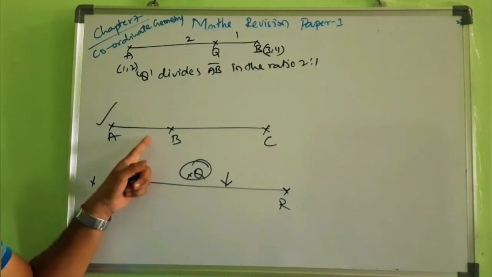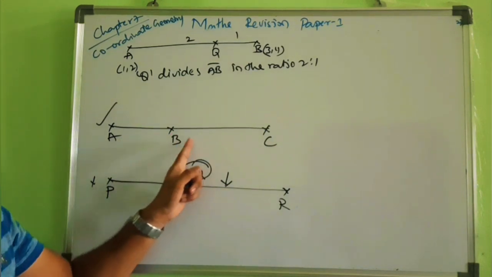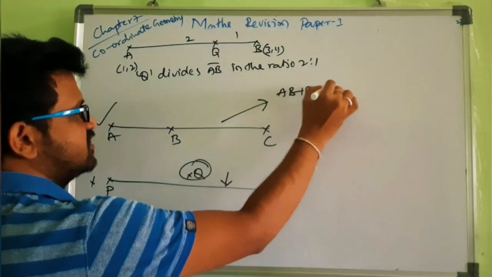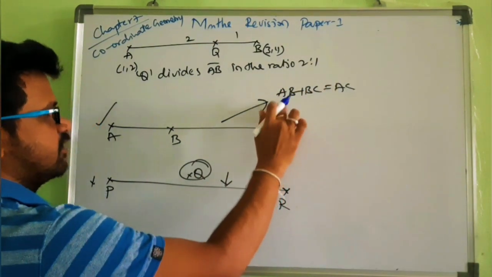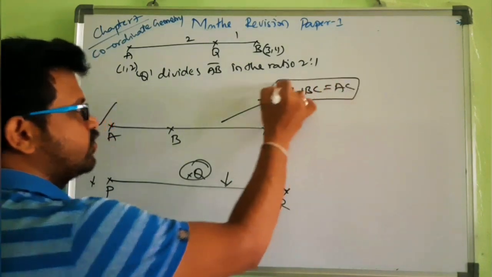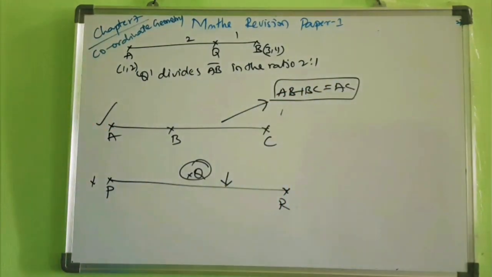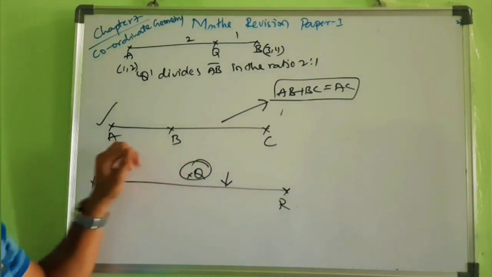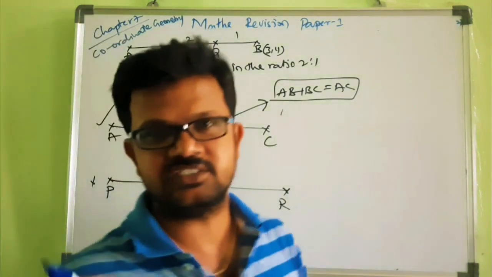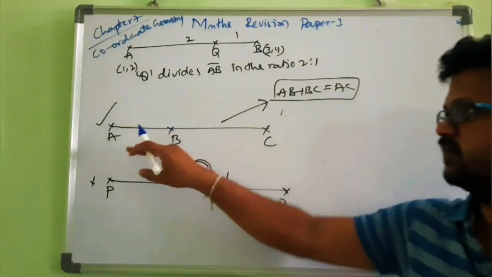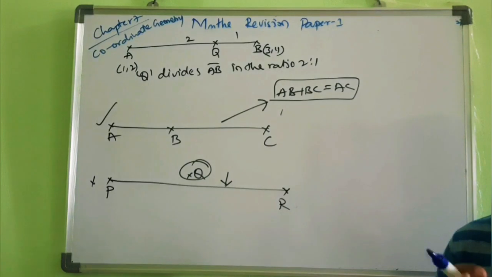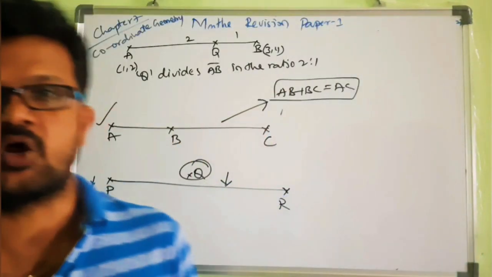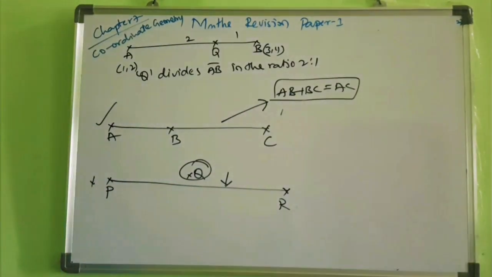Okay. So here AB plus BC is equal to AC, which means the sum of any two distances is equal to the third distance. So this is what we have to prove. What we have to prove? Sum of any two distances is equal to the third distance. Then we can say that those 3 points are collinear points. Here P, Q, R are not collinear. Why? Because these 3 points are not lying on the same line.